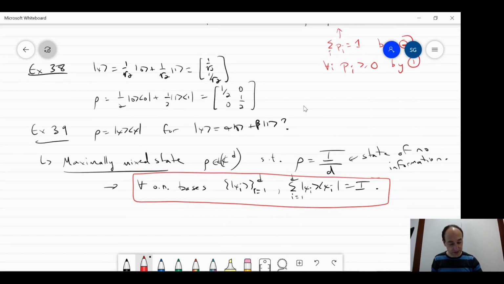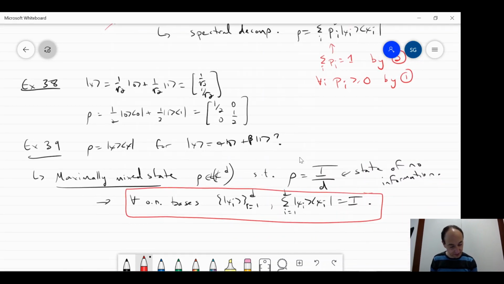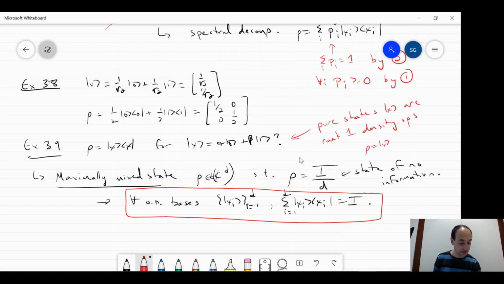Okay, and let me just be clear, it was sort of implicit here, but pure states are rank 1 density operators. Rho equals psi. Okay, so this is an if and only if, right? So if I have a rank 1 density operator, it corresponds to some pure state.